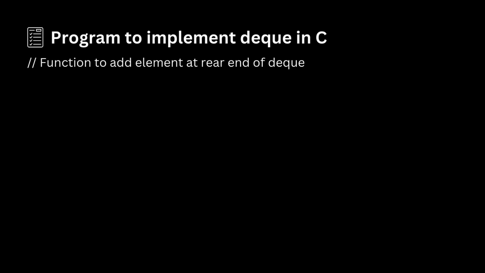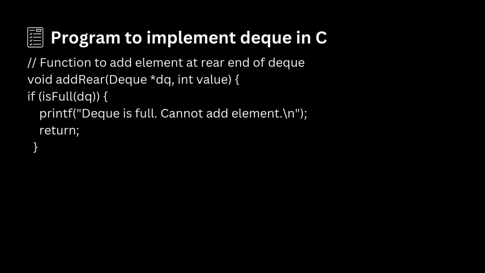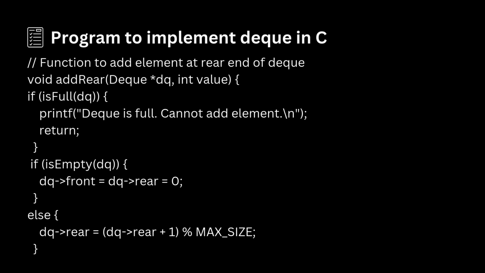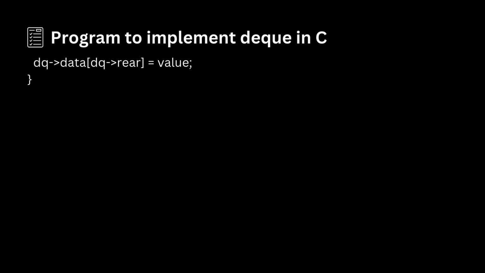Function to add element at rear end of Deque. The addRear function adds an element to the rear end of the Deque. It first checks if the Deque is full using the isFull function. If the Deque is not full, it checks if the Deque is empty. If it is, it sets both front and rear to 0. If the Deque is not empty, it increments rear and wraps around if necessary to make space for the new element. Finally, it adds the new element at the position indicated by the rear index.